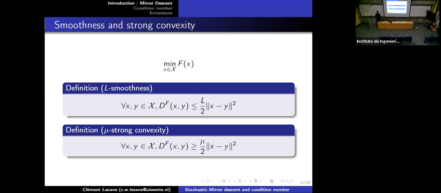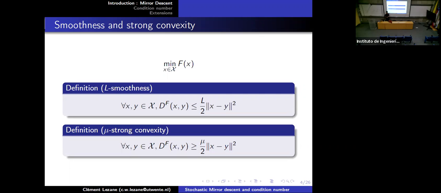The idea is that we're going to try to minimize a function f on the set big X, and the question is what people used to do with that. First we need an assumption on f, and what people used to do is to take a lower bound and an upper bound. We first need an upper bound for the Bregman divergence of f. We suppose the Bregman divergence is smaller than L times the norm squared. This is what we call smoothness, an upper bound for the Bregman divergence.